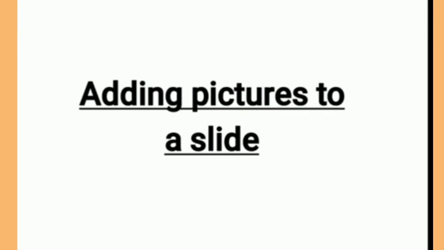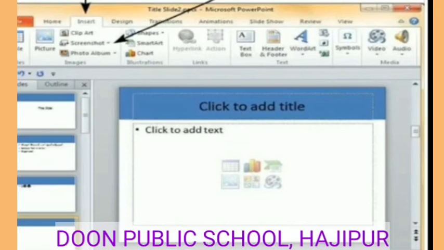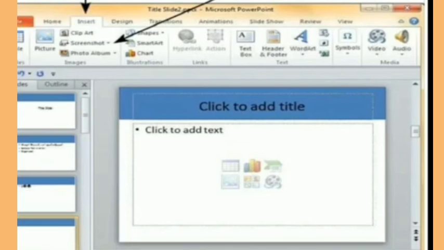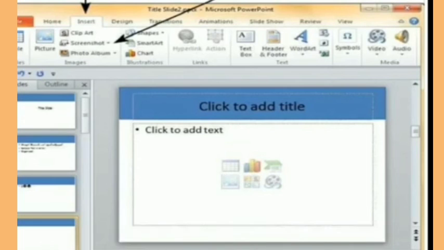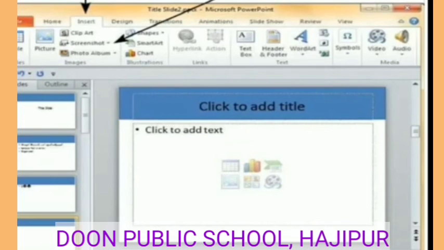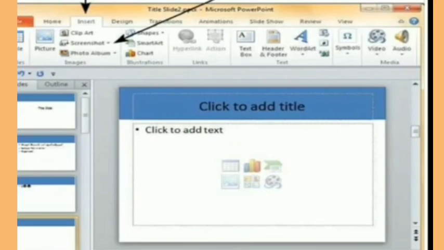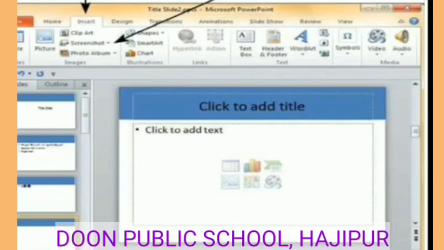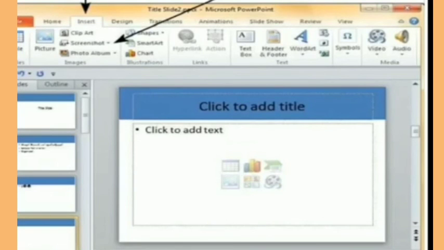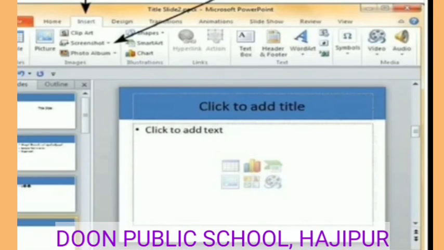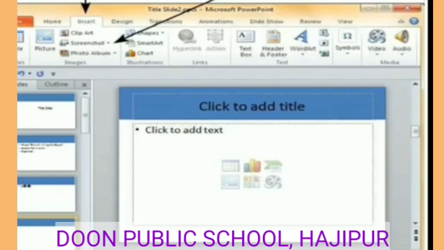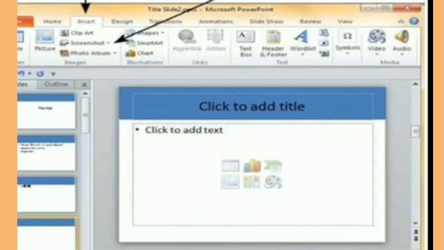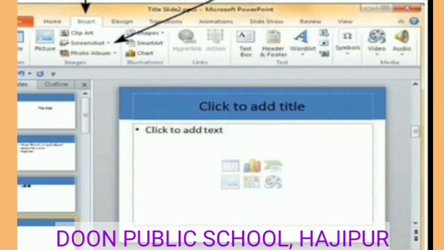To insert a picture, we have to follow certain steps. The steps are given in your book, page number 43. Click on the Insert tab. Then, in the Images group, click on the Picture button. The Insert Picture dialog box appears. Select a picture from the pictures library or from any other folder. Click on the Insert button. The picture will be displayed on the slide.